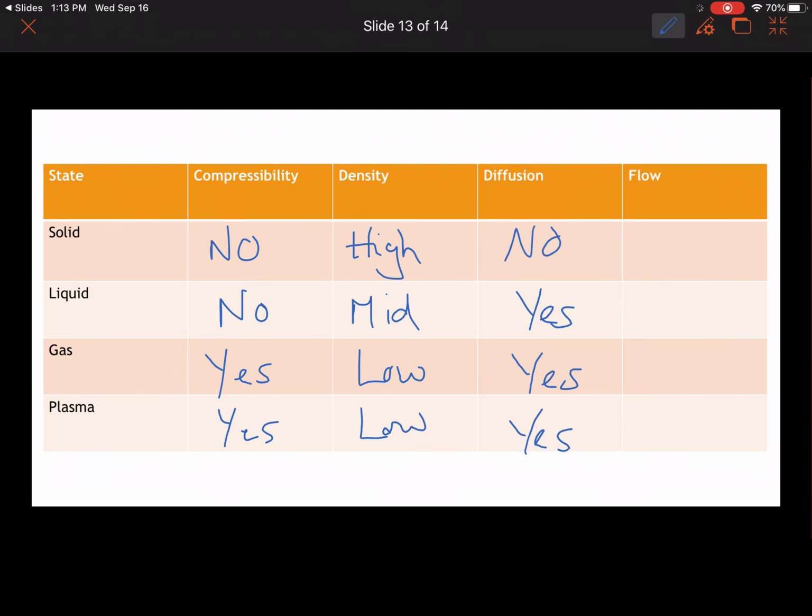Okay, next, the property of flow. Does something have flow? Solid, can you pour a solid? No, you cannot pour a solid. Can you pour a liquid? Yes, you can definitely pour a liquid. Now, this is the tricky one. Can you pour a gas? That's our big question mark. I'm going to do a demo in class and we'll figure that out together. So you can wait for tomorrow's lesson for that.